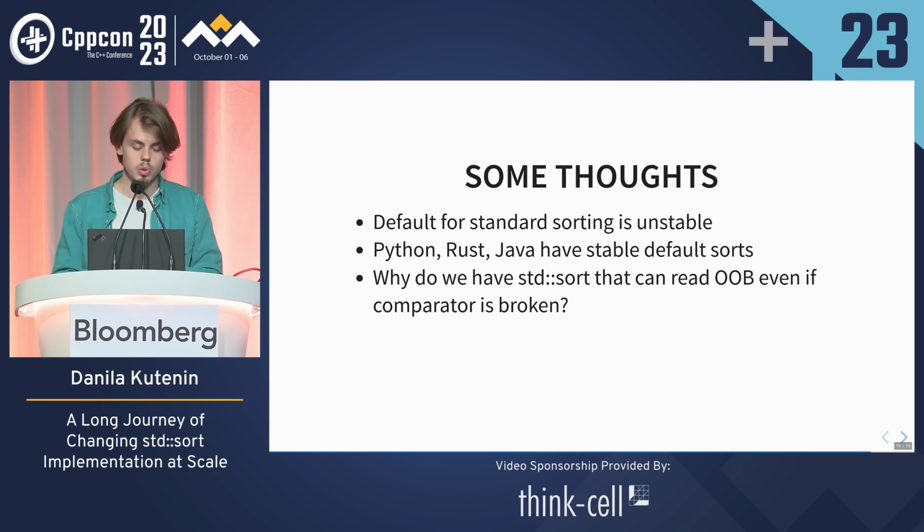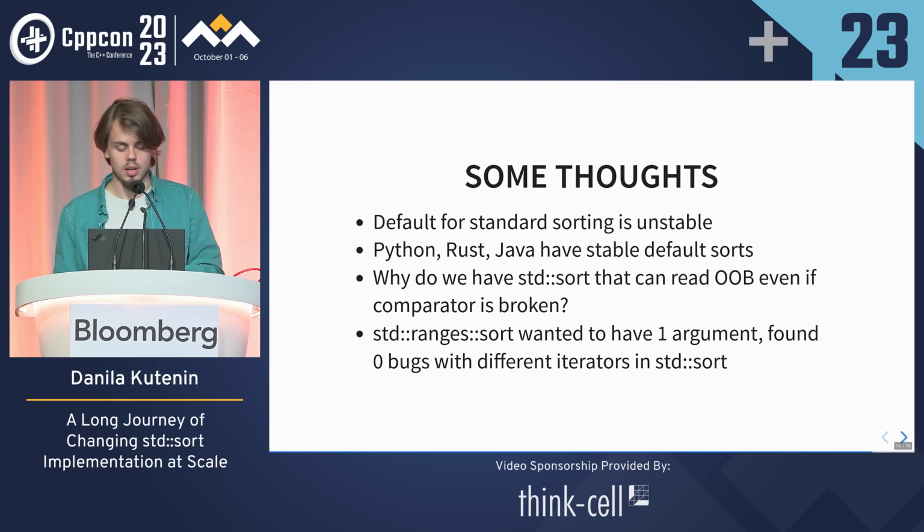Another interesting question is, why do you even implement some algorithms that can read out of bound? Why shouldn't we just be a little bit safer from the standard library standpoint? A good question. Probably we should. Fun fact, I heard a lot that ranges sort, and overall ranges wanted to have one argument a lot, just a container argument.